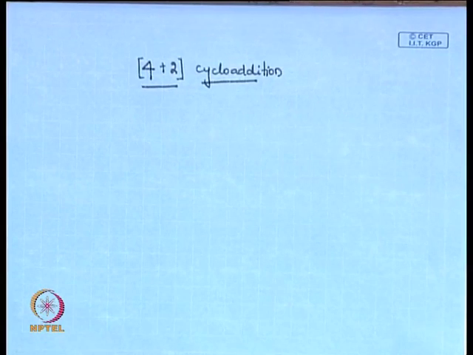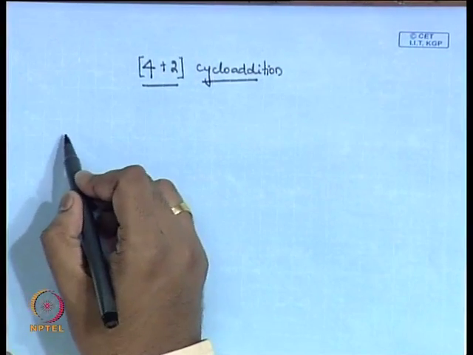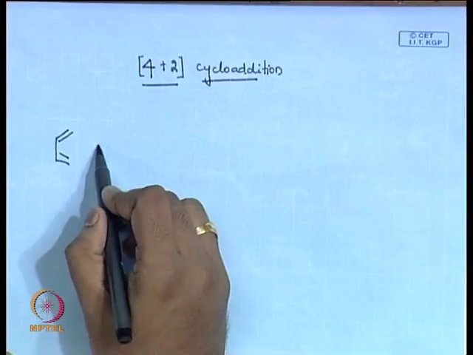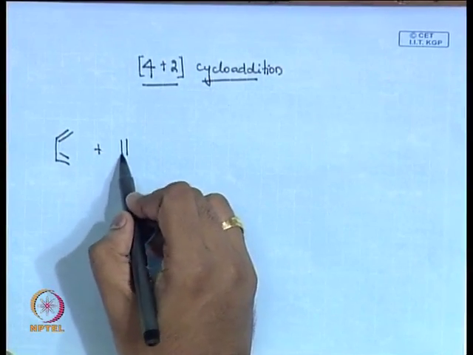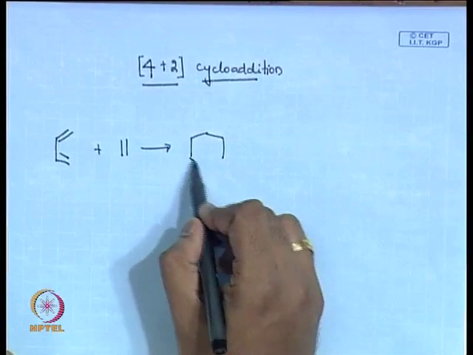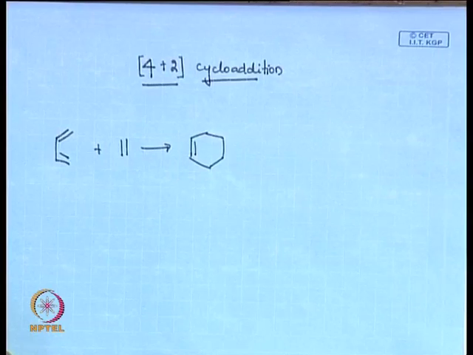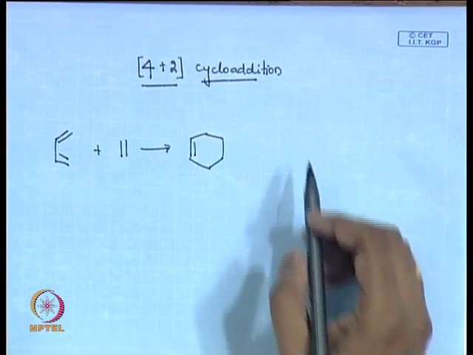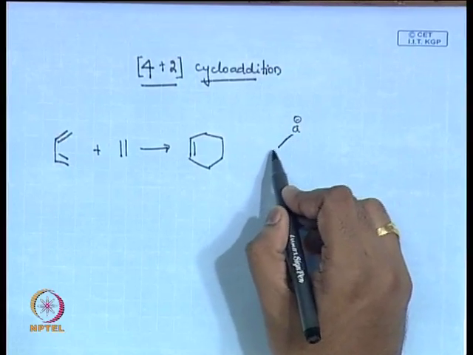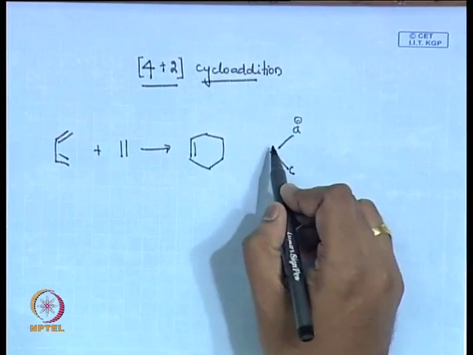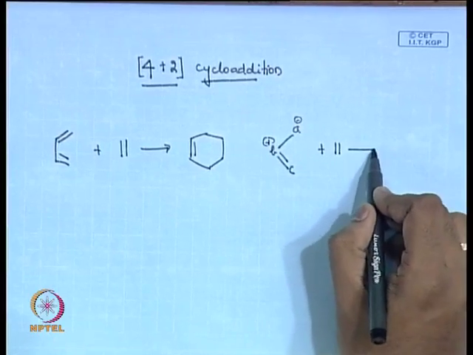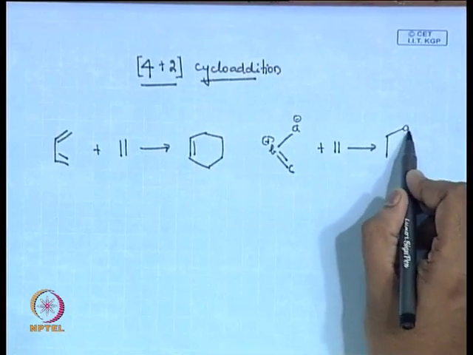So in 4+2 cycloadditions, what we studied is one system where you have a diene, butadiene, with an alkene giving you a cycloproduct. Another, we have studied an example where you have an A minus P plus double one C with an alkene giving you another cyclic product.